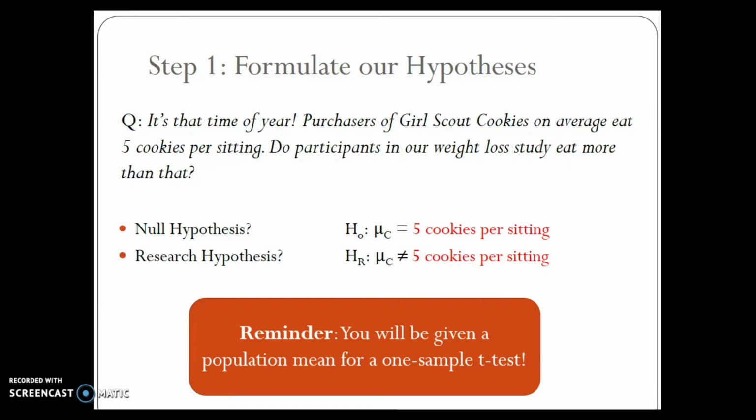Just as a quick reminder, if you don't know what kind of t-test to use, remember, if you see a mean score in your research question, you are going to compute a one sample t-test.